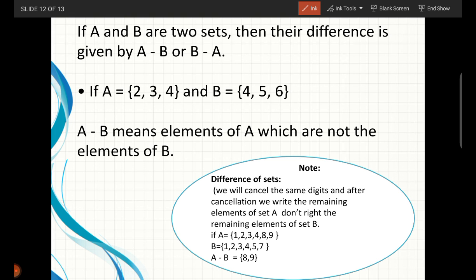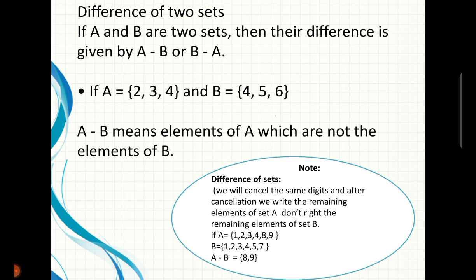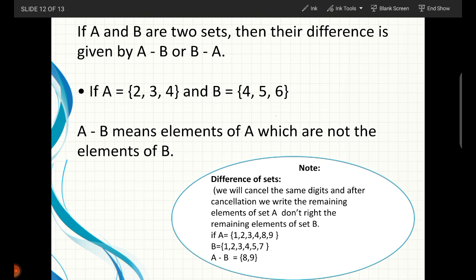And if you are finding B difference A, you cancel the same digit, and after cancellation we write the remaining elements of set B. So now we are going to find A difference B. We will cancel the same element because we are finding A difference, so our priority should be on A. So 4 we cancel. Any other common element? No. So for A difference B, only 2 3 will be left.